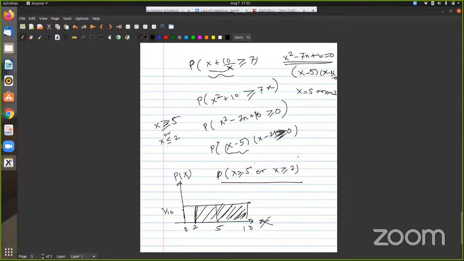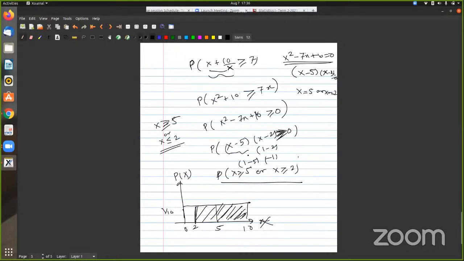Let's say you are having values x less than or equal to 2, suppose 1. Then this will give you negative values, right? If you put 1, 1 minus 2 is minus 1 and 1 minus 5 is minus 4. So minus 4 into minus 1 will turn out to be plus 4.